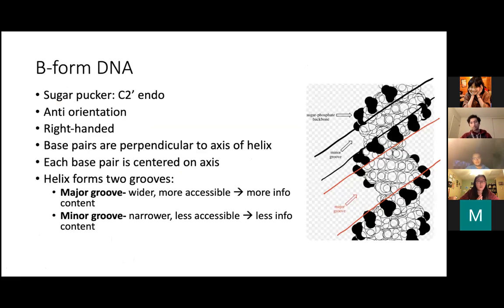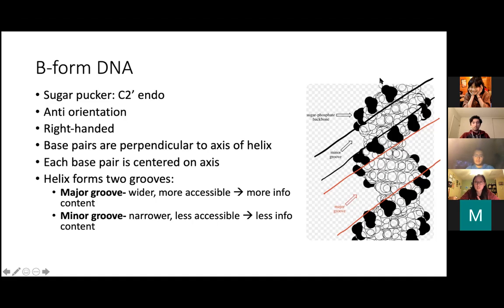So what are some properties of B form DNA? As we mentioned before, it has a C2' endo sugar pucker, and it is in the anti orientation, and it's also right-handed. The helix is right-handed, and the base pairs are completely perpendicular to the axis of the helix.